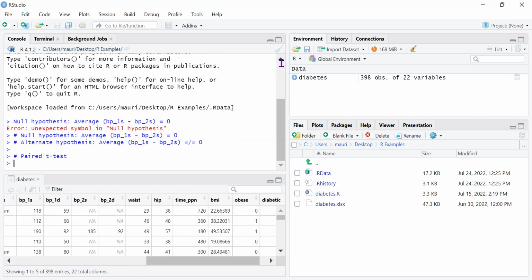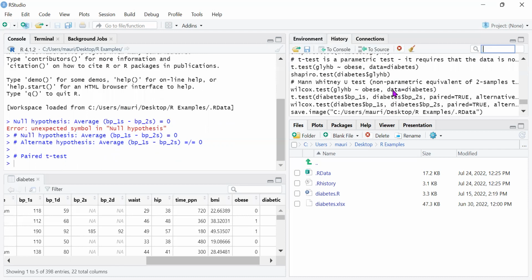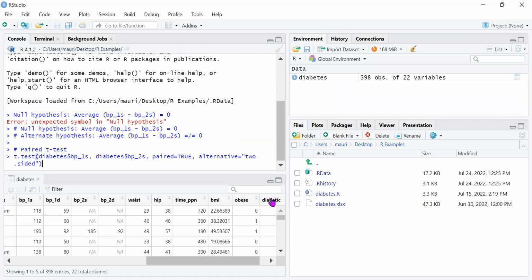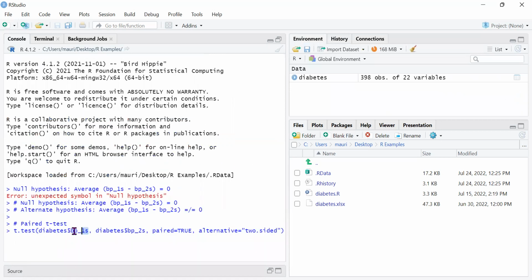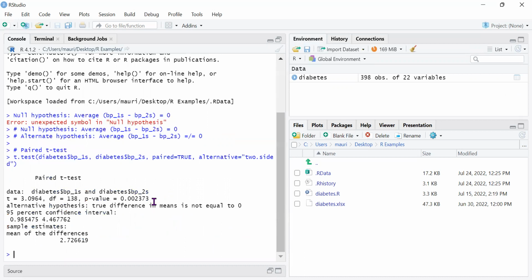In our paired t-test, this is what we did. We take BP1S and BP2S, paired equals true and alternative equals two-tailed. Now this is our paired t-test result. We reject the null hypothesis. There's a real difference. So what is the non-parametric equivalent?